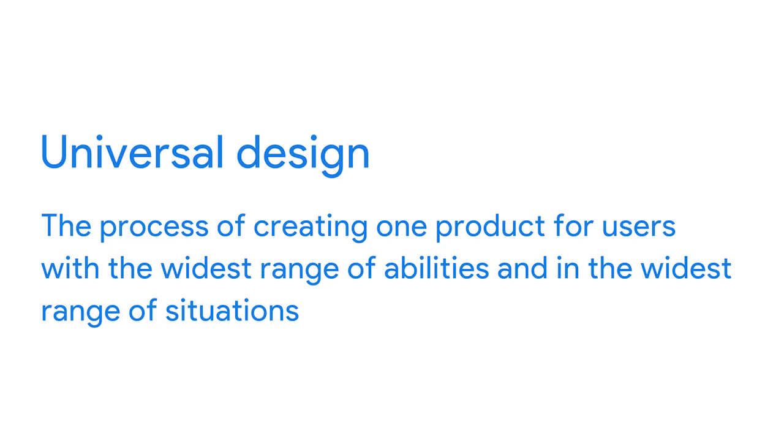In this video, we'll talk about 3 more ways to put the user first in your designs: universal design, inclusive design, and equity-focused design. Let's start from the beginning. When designers began considering how to include an even broader range of people in their designs, they called it universal design. Universal design is the process of creating one product for users with the widest range of abilities and in the widest range of situations.